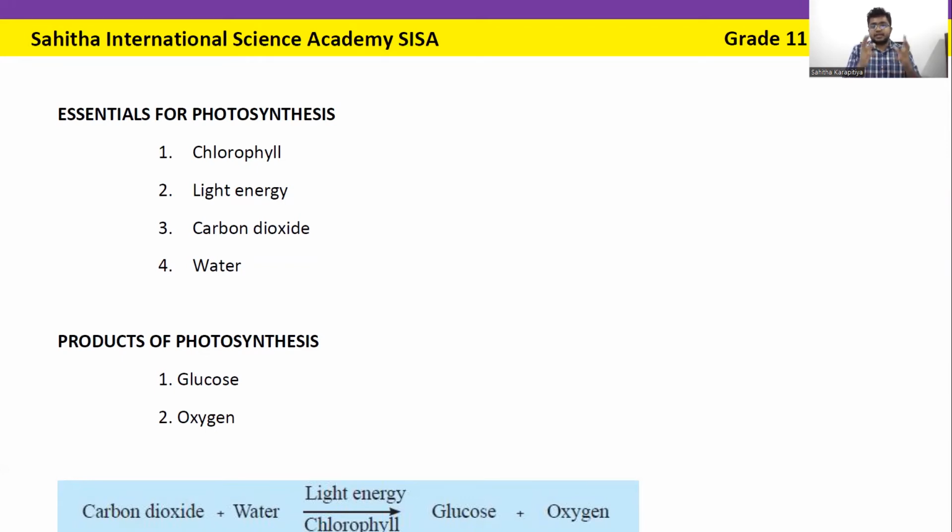And then you saw in the diagram also that there are 2 products in photosynthesis. What are these 2 products? The main product in photosynthesis is glucose. Other than glucose, plants also produce oxygen as a byproduct. So the first one is glucose, and the second one is oxygen. Oxygen is the byproduct. Glucose is the main product.